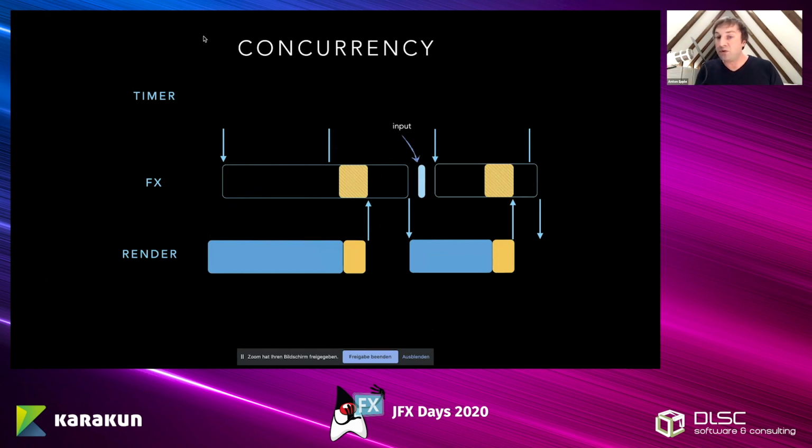We can process some input events, which are also processed on this FX thread. And then the next pulse can start at 32 milliseconds after the first one. So we skipped one pulse. And you can see in the meantime, while the first pulse was running, the old pulse was still rendering. And at these yellow boxes, both of them are synchronized, and we can start with a new rendering job.